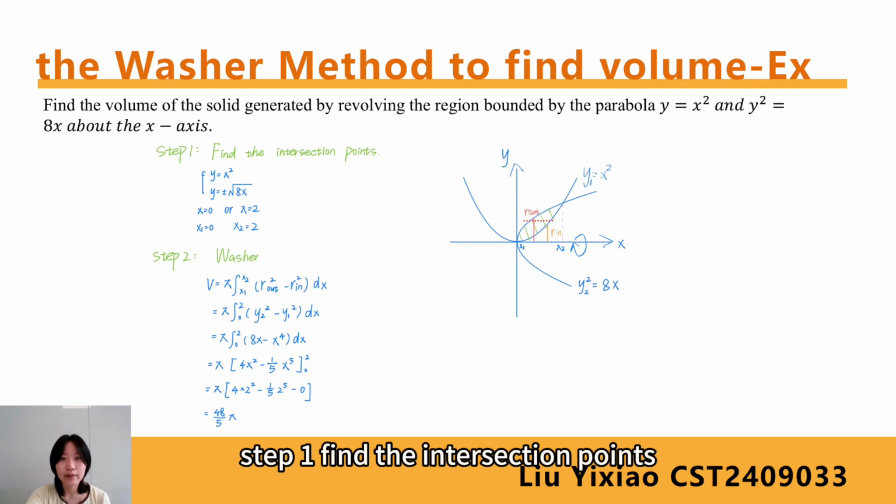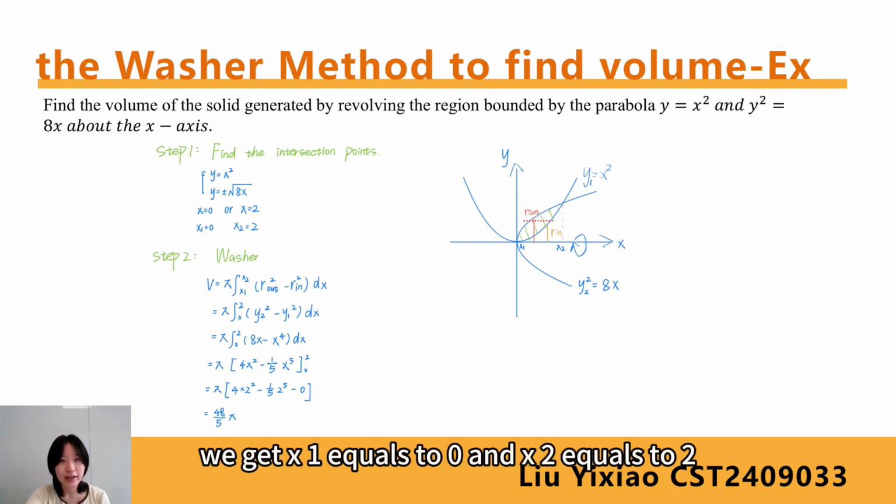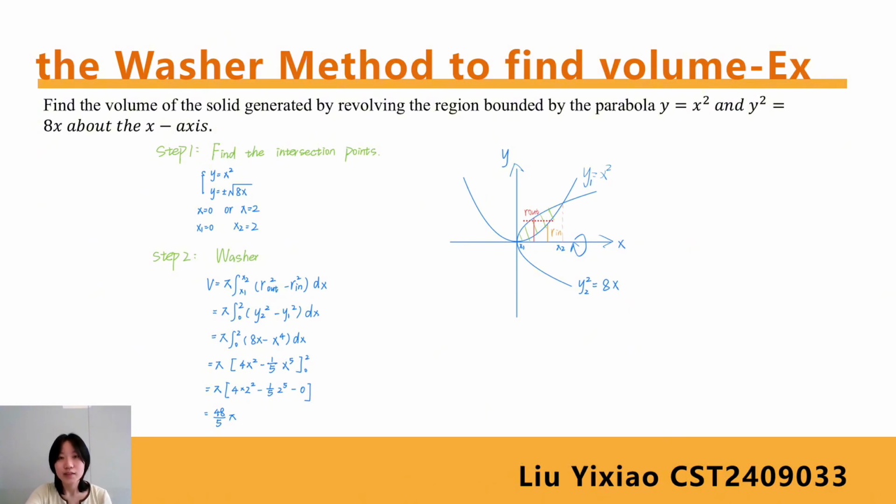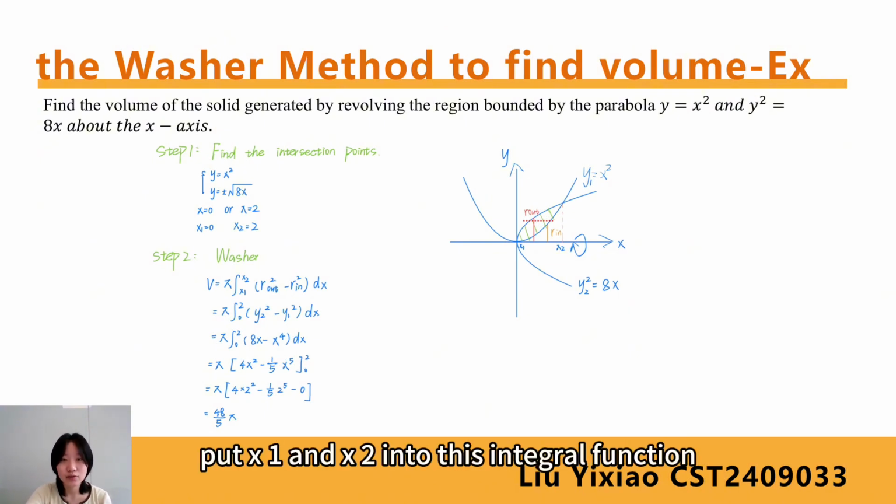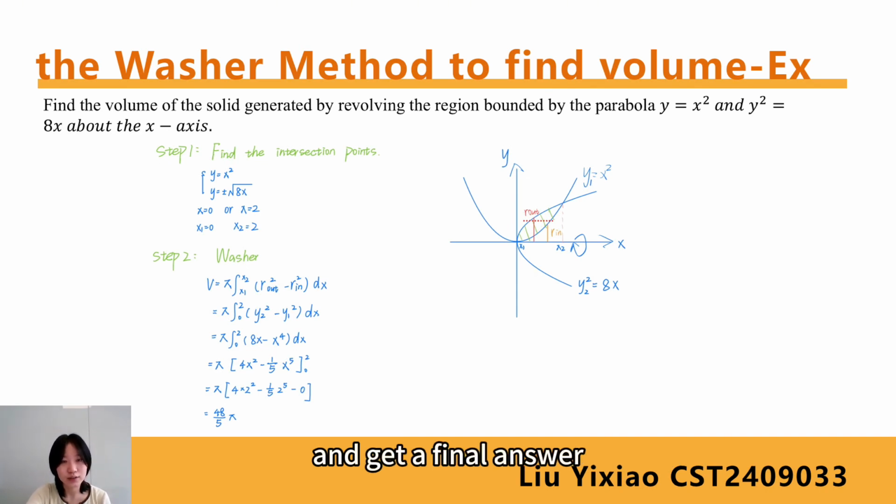Step 1. Find the intersection points. We get x1 equals 0 and x2 equals 2. Step 2. Use the washer method. Put x1 and x2 into this integral function and get a final answer, 48 over 5 pi.